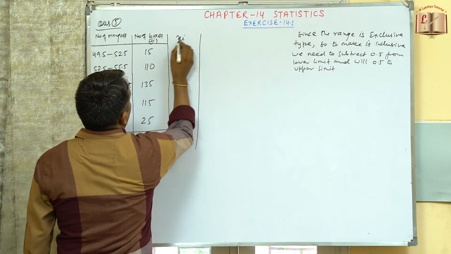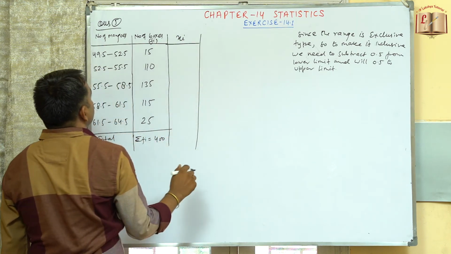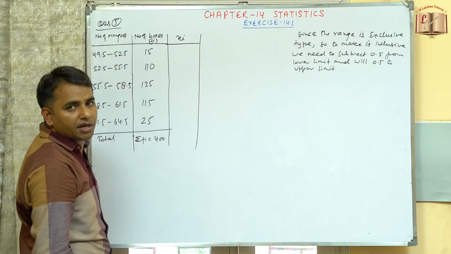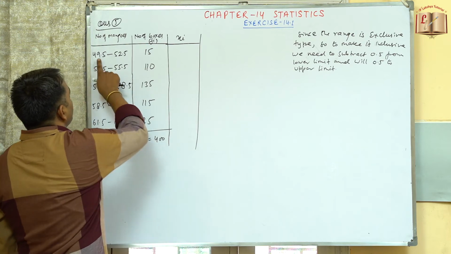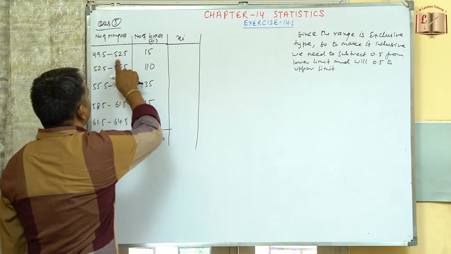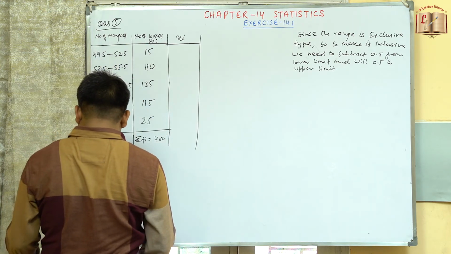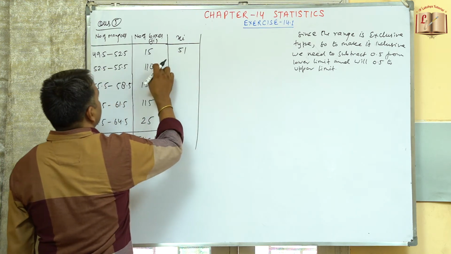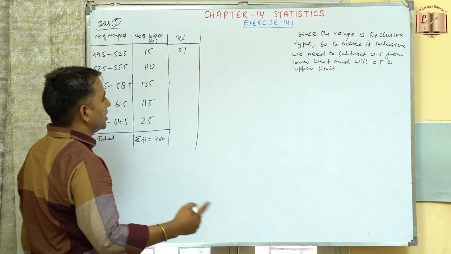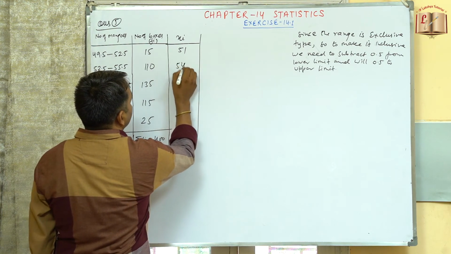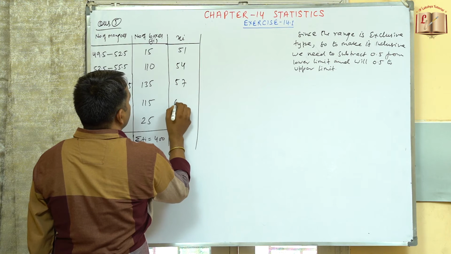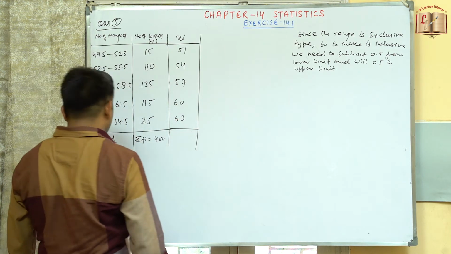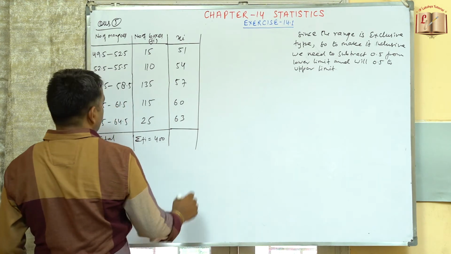Now we will find the Xi as per the previous questions. Xi will be the sum of the lower limit plus upper limit divided by 2. So this will be 49.5 plus 52.5 divided by 2, which is 51. Then it is at the interval of 3, so we keep adding 3. This will be 54, 57, then 60, and the last one would be 63. So now we have got the Xi.